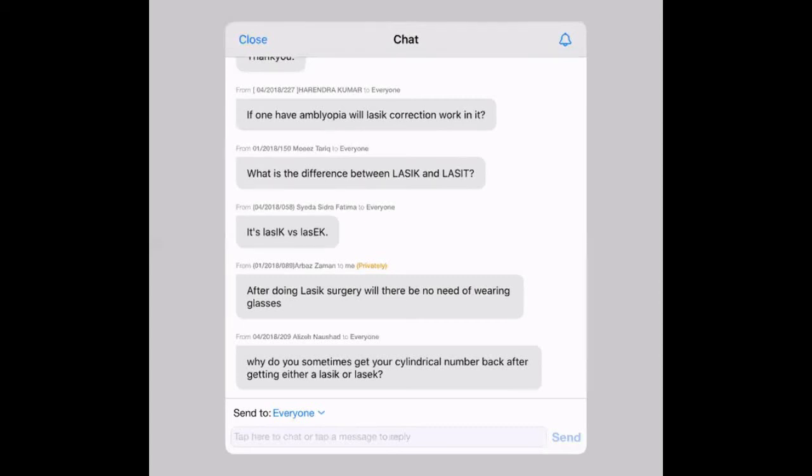Why do you get your cylindrical number back? Because either your surgery left some number, or your cornea is still growing. It's not properly formed. So in those cases, you do another laser with your LASIK to form adhesions in your cornea so that your number is stabilized. That other procedure is known as corneal cross-linking. It's usually done for keratoconus, but it can also be done with your LASIK to make it more stabilized.